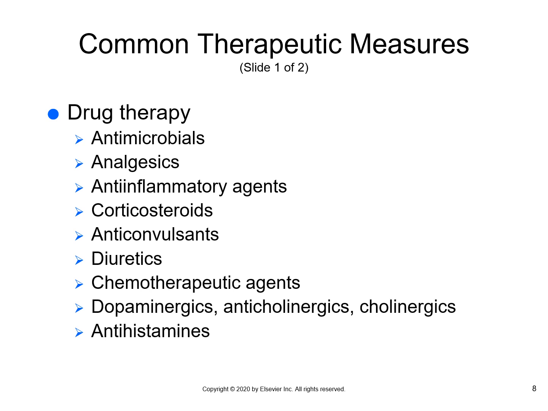This is an anti-seizure. Diuretics is to help with cases or disorders, for example, that make the patient actually retain CSF. Chemotherapeutic agents, obviously, for cancers or tumors. Dopaminergics, anticholinergics, and your cholinergics, and then you have your antihistamines.